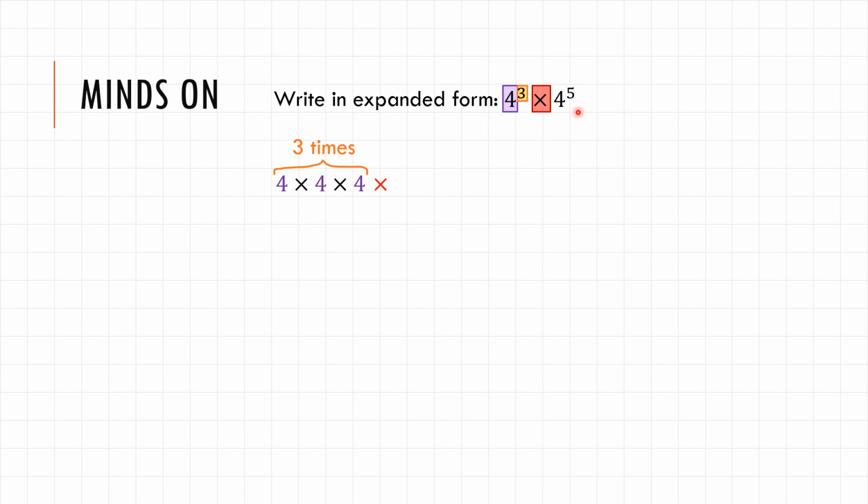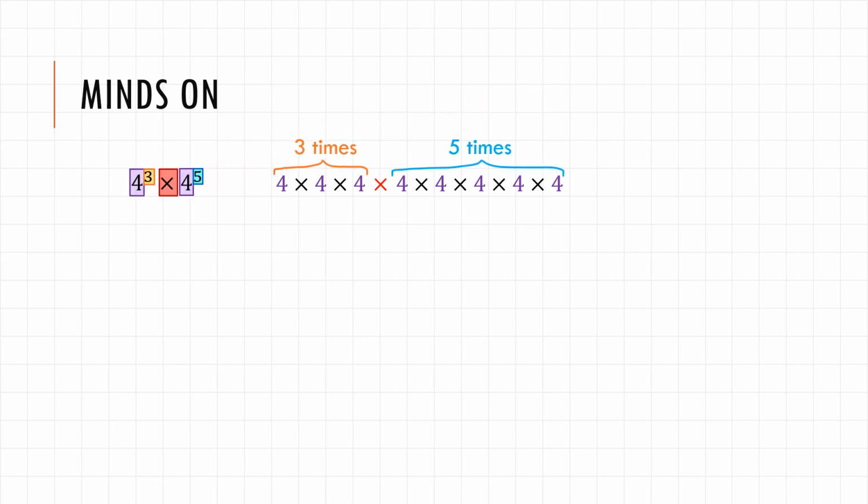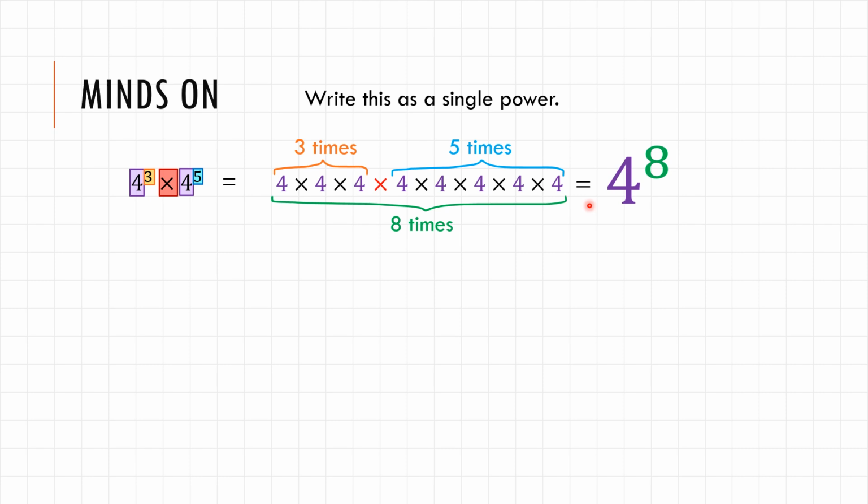And what is 4 to the power of 5? That's 4 multiplied by itself 5 times. And so in total, I have 4 times 4 times 4 times 4 times 4 times 4 times 4 times 4. If I wanted to write this as a single power, what would be the same way of writing it? 4 multiplied by itself 8 times. That would be 4 to the power of 8. The same number multiplied by itself 8 times.